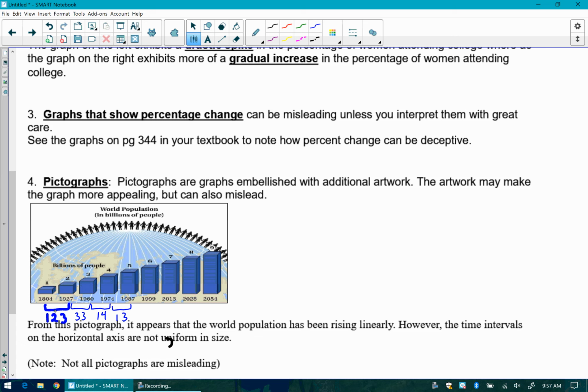The only way for this to truly be accurate is for this x-axis down here to be truly increasing by 1 billion every so often. What they're trying to show is that this is uniform, and it is not uniform by any stretch of the imagination, because it took 123 years, then it took 33, then it took 14, then it took 13 to increase by 1 billion. So that horizontal axis is not uniform in size, which makes for a misleading graph here, because it is not rising at a linear rate, okay?